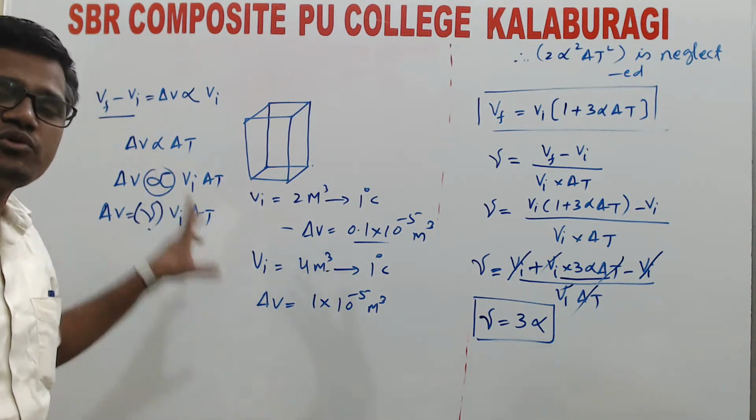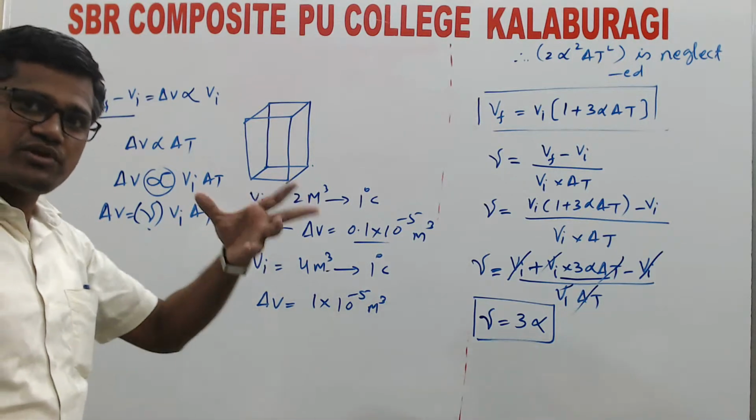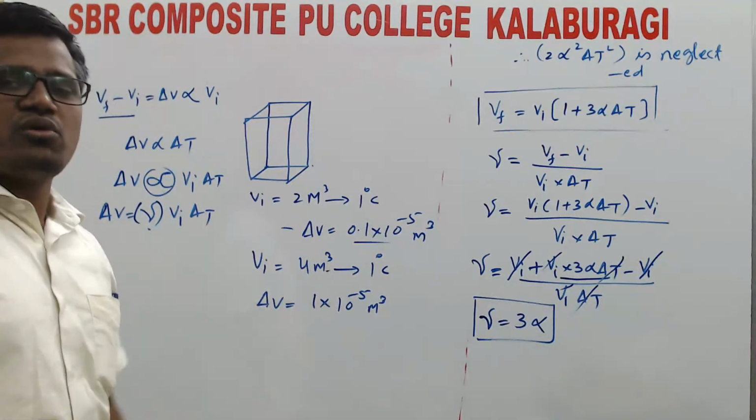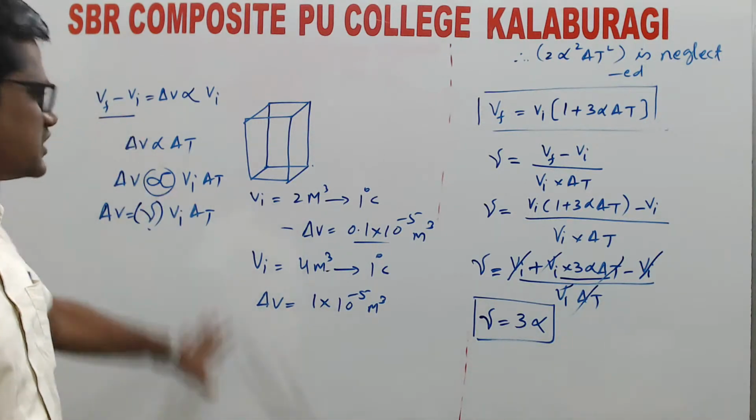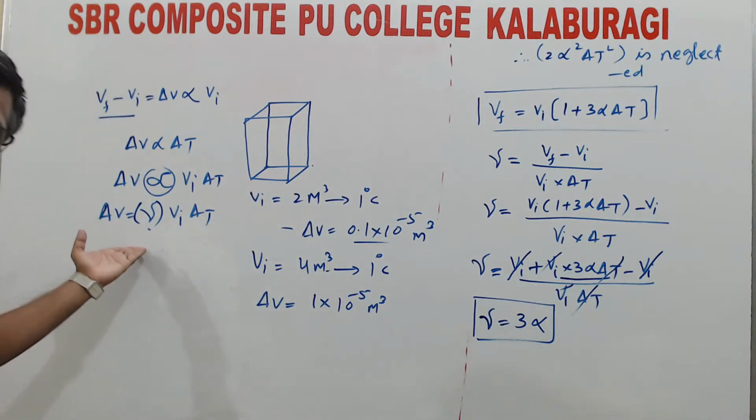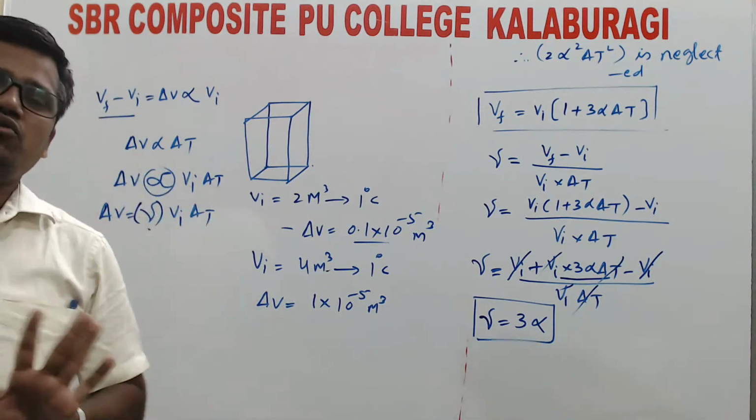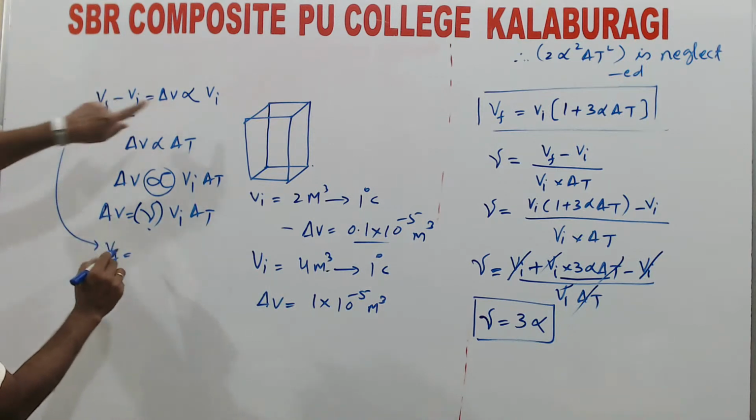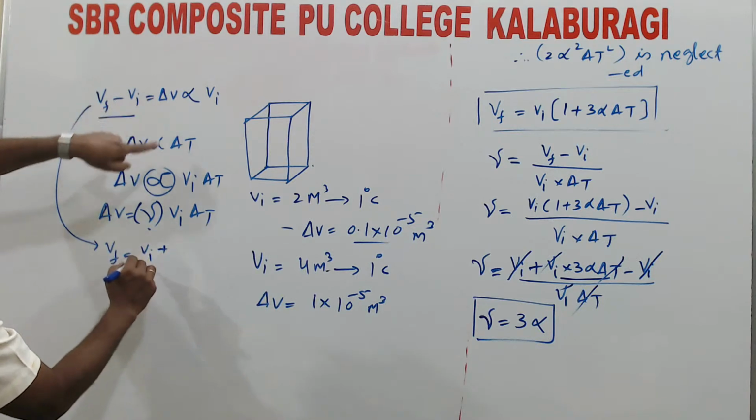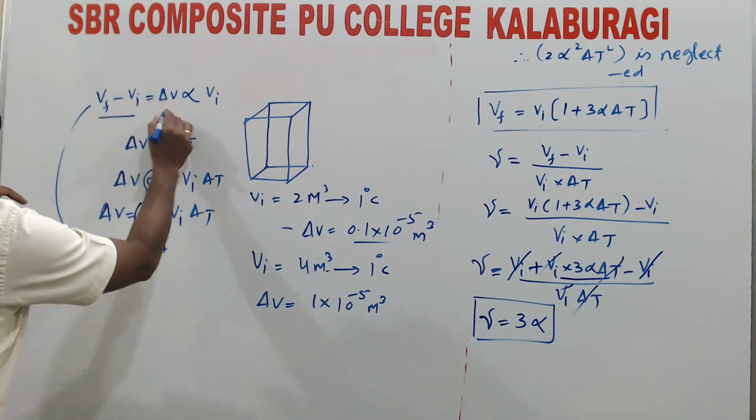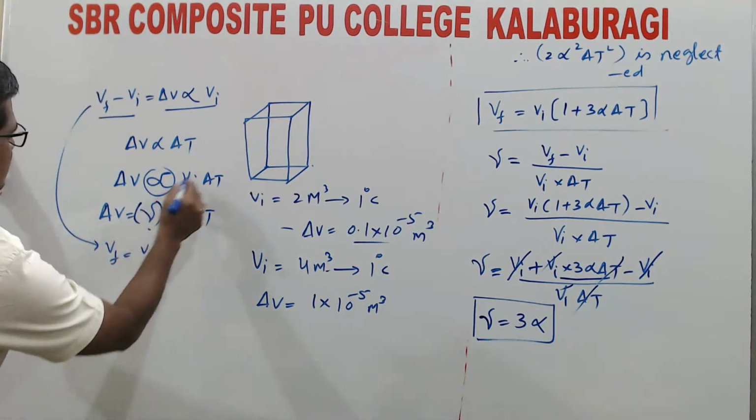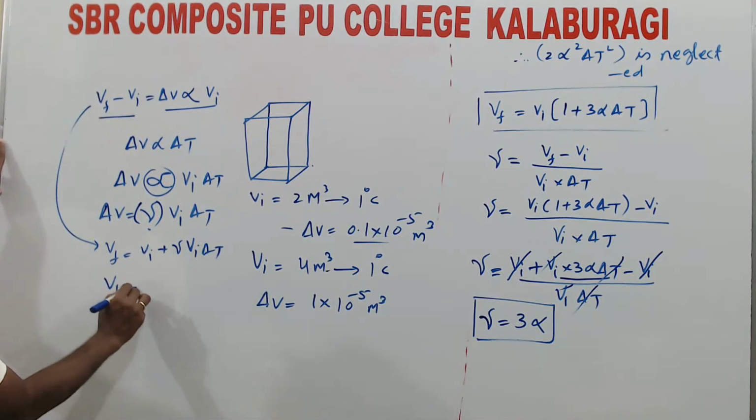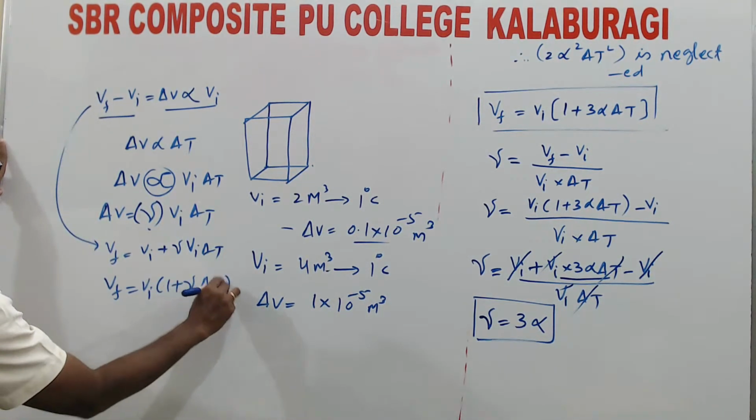Initial volume is important, and temperature rise also. More the rise, more the vibration, more the kinetic energy, and on average they go more away from each other. So what is gamma here? Gamma is the coefficient of volume expansion, and delta V is the increase in volume. So this expression can also be written by taking initial volume to the other side: final volume equals initial volume times 1 plus gamma delta T.